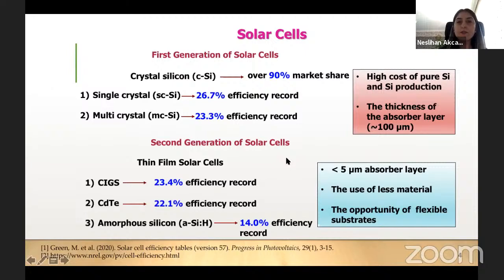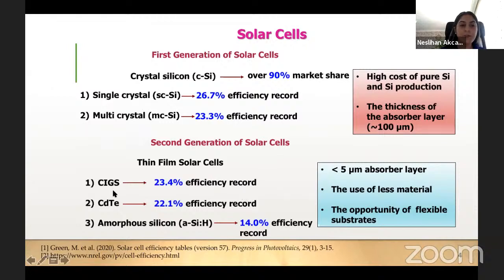So as you know, solar cells are classified into three main groups: the first generation, the second generation, and the third generation. The first generation includes crystalline silicon solar cells, which have a big market share. Actually, it has the biggest market share, over 90%, and its record efficiency value is about 26.7%, which is very close to the theoretical value of crystalline silicon solar cells.